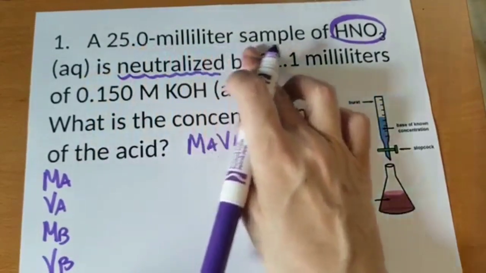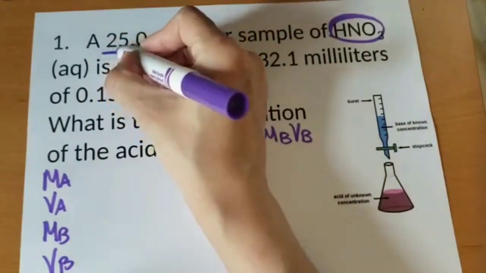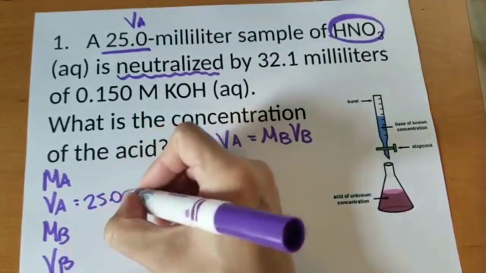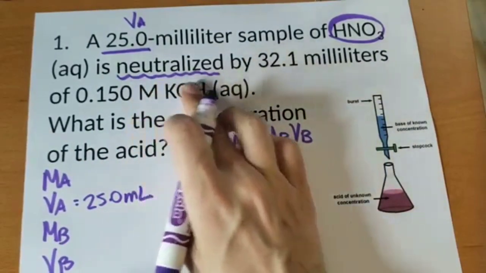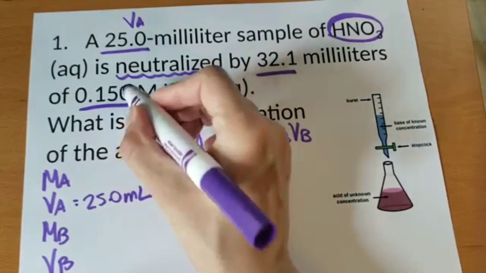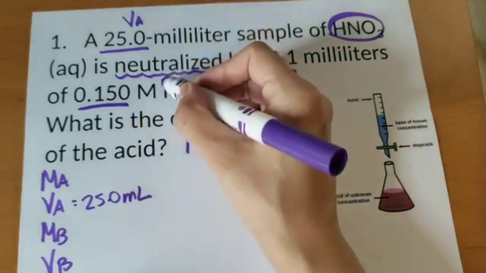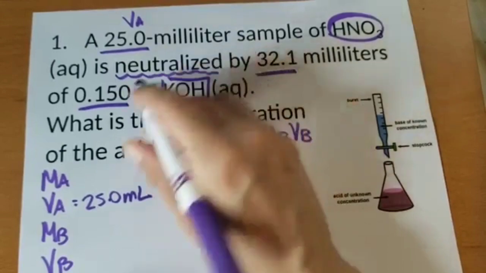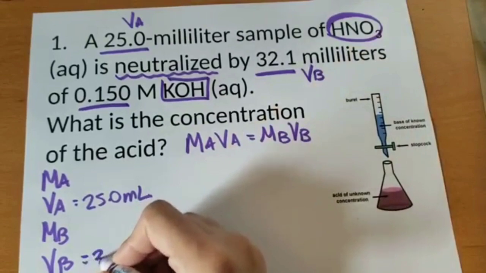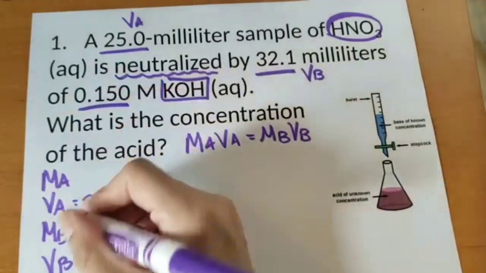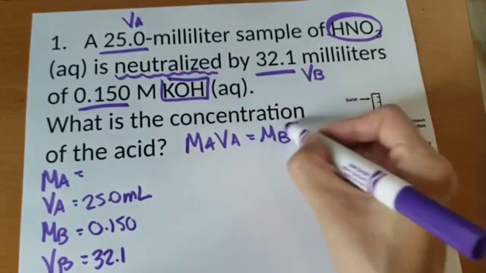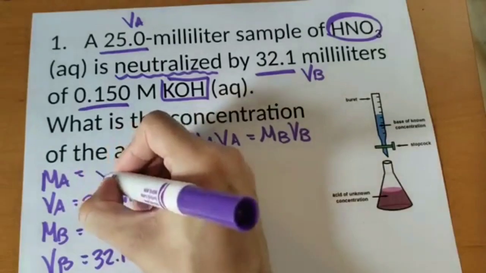Again, we have a 25 milliliter sample of nitric acid. So 25 milliliters is our volume of the acid. And it is neutralized by 32.1 milliliters of a 0.150 molar potassium hydroxide solution. So we can see that here we have the volume of the base, and here we have the molarity of the base. So we're looking for the concentration or molarity of the acid.